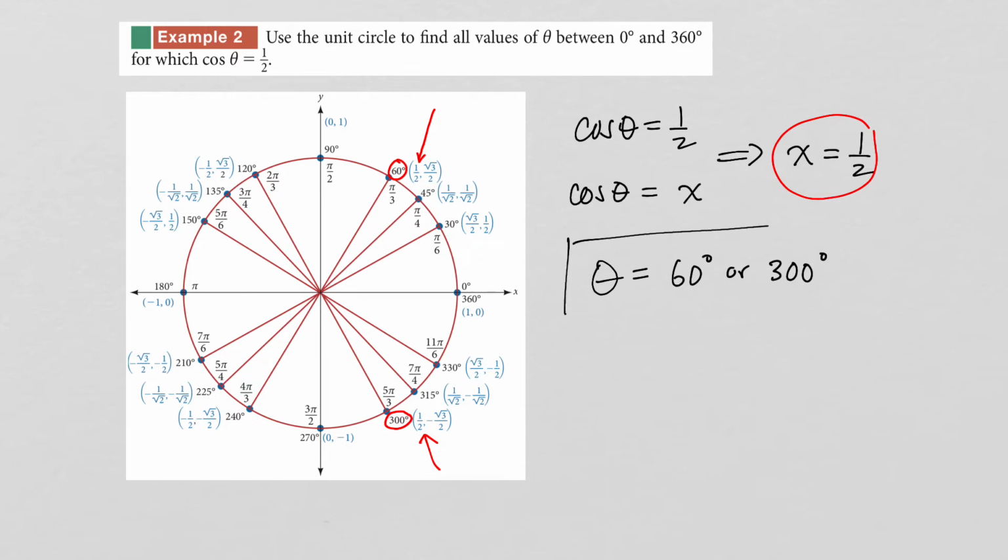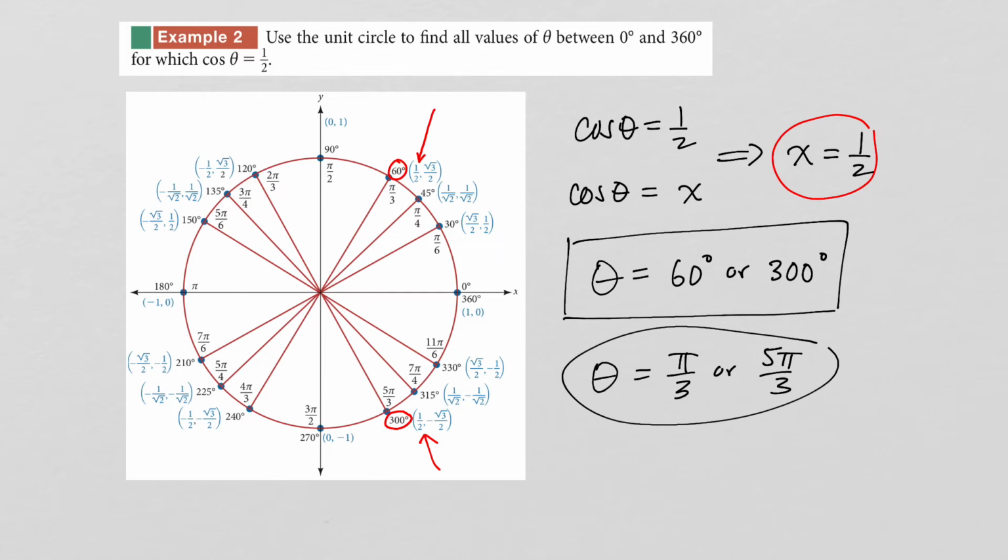And if they had asked for these angles in radians, we would simply say theta is pi over 3 or 5 pi over 3, right? Because you can see the radian equivalence of those angles here.